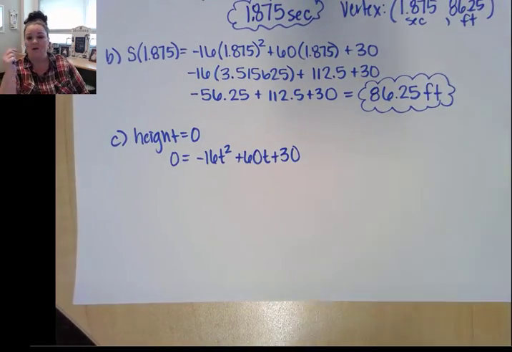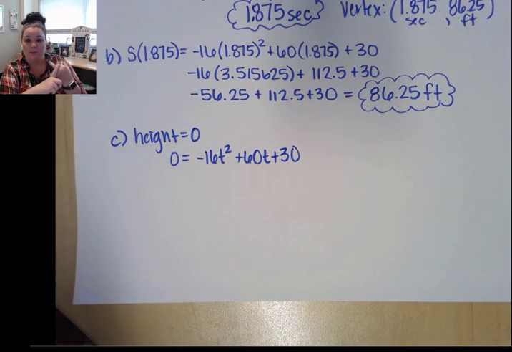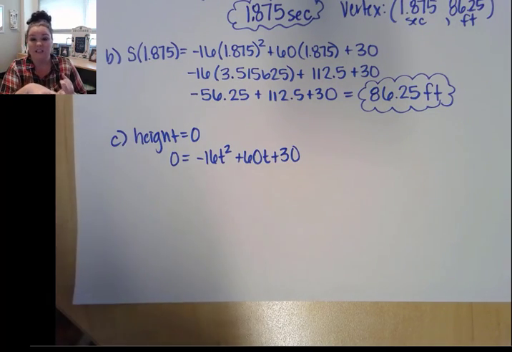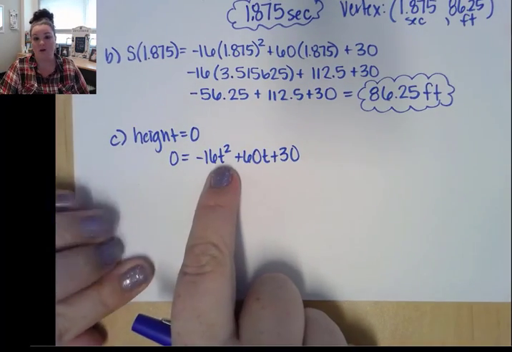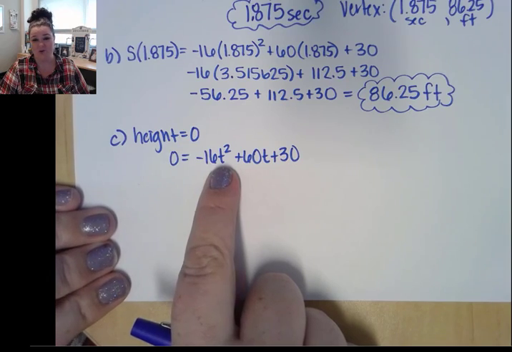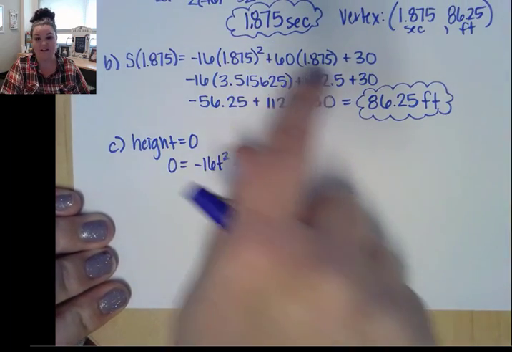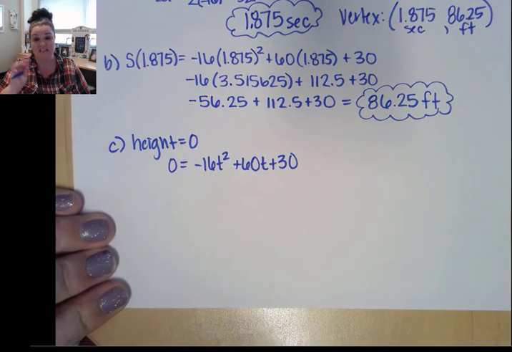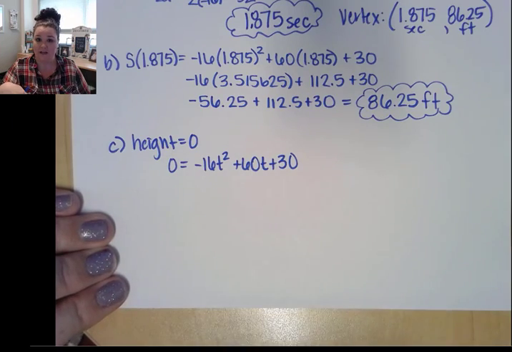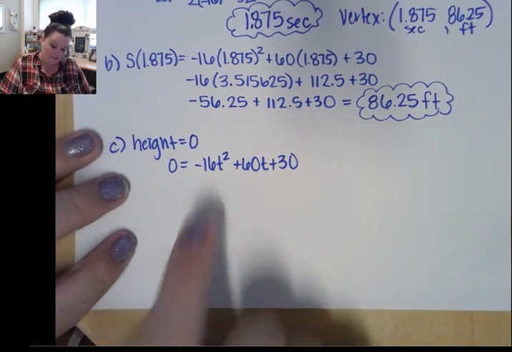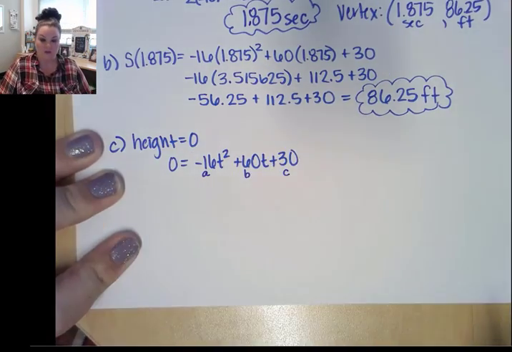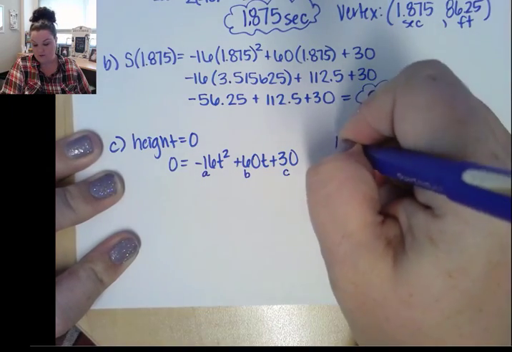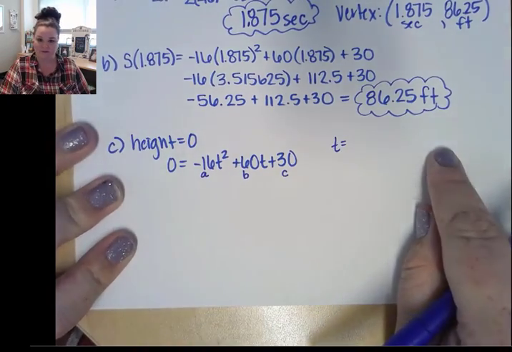Now, we could do this a couple of ways. We could do sum product, or we could do completing the square, or we could do the quadratic formula. Most of the time, if I have a quadratic equation and it's a word problem where I don't know if it's going to come out pretty, because notice my other answers really didn't come out pretty, I'm going to default to the quadratic formula, just so that if it's not factorable, I can still get an answer. Okay? So I'm going to say negative 16 is my a, 60 is my b, 30 is my c, and I'm going to write the quadratic formula up here for those of you who don't have it memorized.